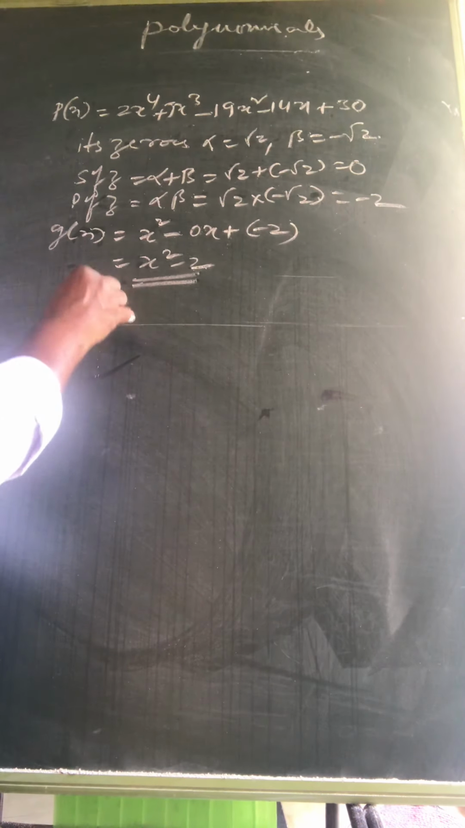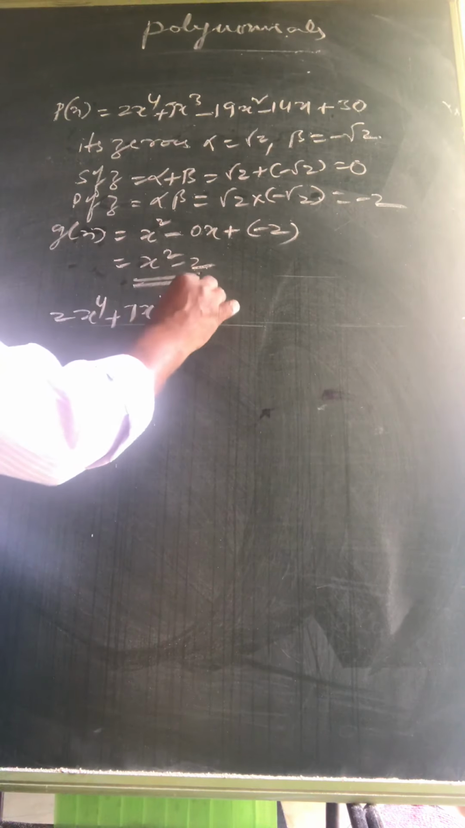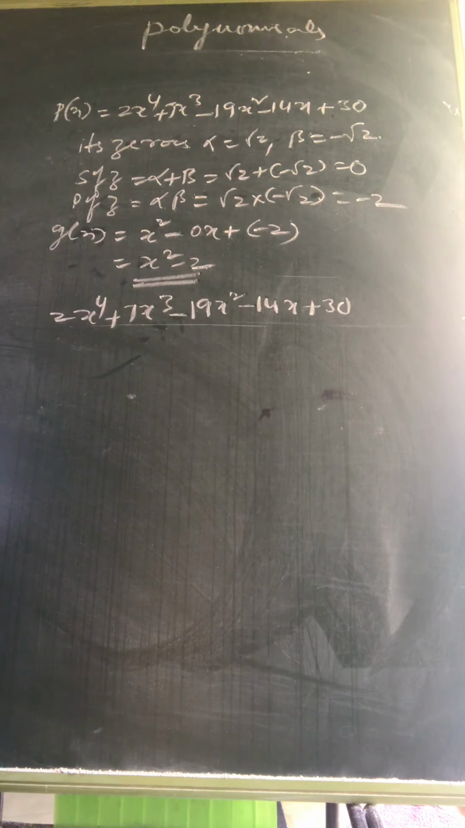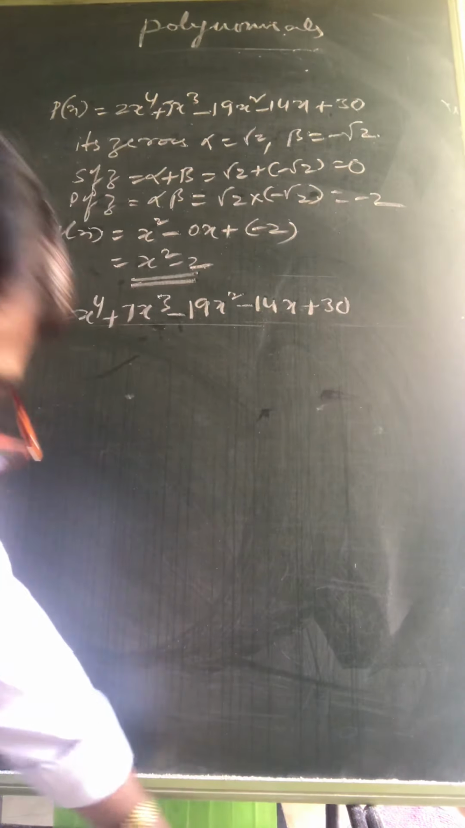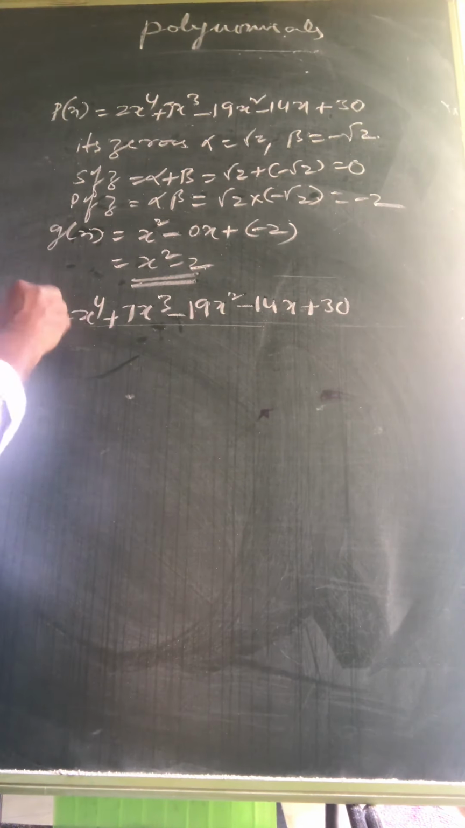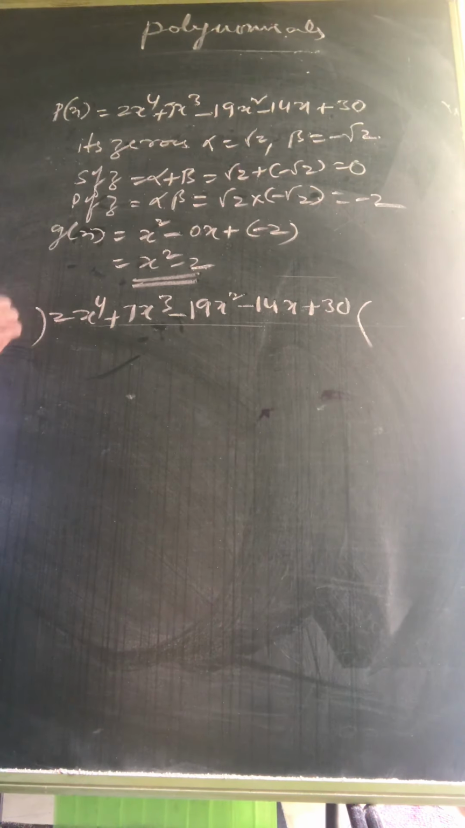Now 2x to the power of 4 plus 7x cube minus 19x square minus 14x plus 30. See again, check that, because while you are copying that many times you will get a mistake in the symbols. It is compulsory to check that again, because if there is any symbol wrong, that is a problem for you, unnecessarily wasting time. Now divided by x square minus 2.